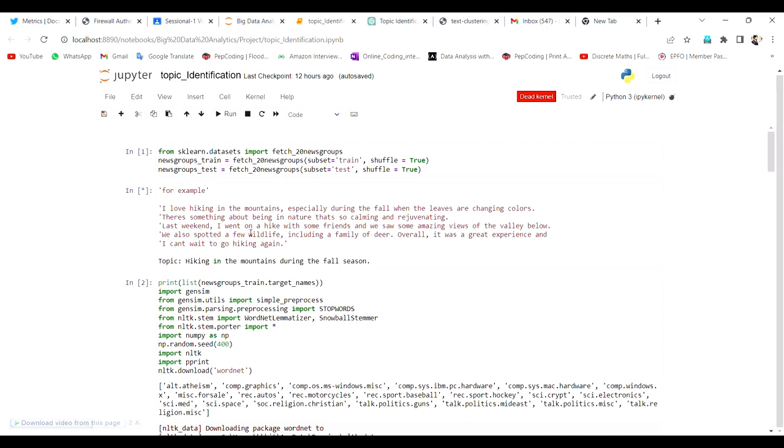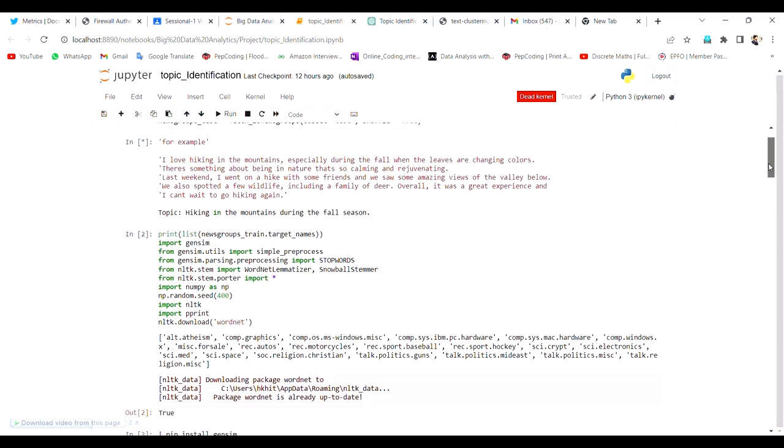So coming to the dataset, we have downloaded our dataset from the sklearn library, and the name of our dataset is fetch_20newsgroups. We have divided our dataset into training and testing subsets, and we have done the shuffling so that ordering bias will not come into the picture.